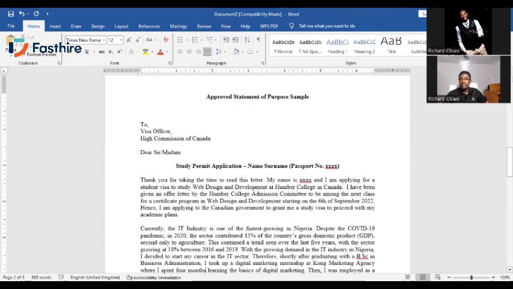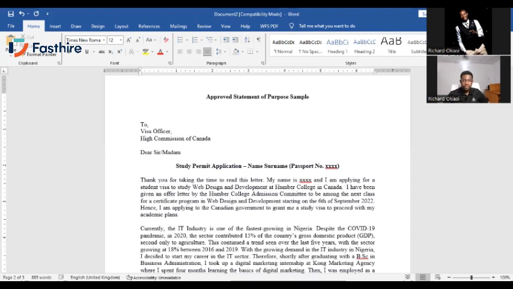So here is a sample SOP that got approved, that got visa approval. It's for one of our guests who we've spoken with too. She offered to give us this to use for educational purposes. Ensure not to copy it, just use it as a guide when writing yours.